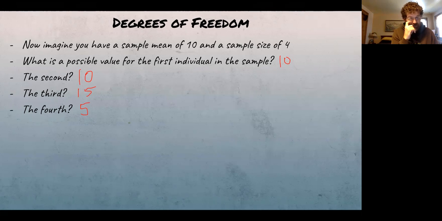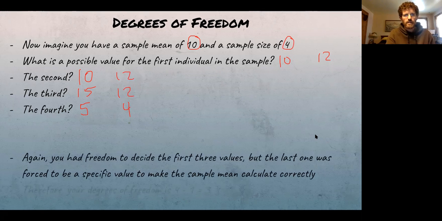Now for the first 3, you got to pick. For the last one, you did not. We already know we have a sample mean of 10 and a sample size of 4. So for 3 of them, we have some latitude to pick whatever numbers we want, but that last one had to be whatever the remainder was to get us up to 40. If I did 12, 12, 12 for the first 3, then the last one has to be 4. So in this sense, our degrees of freedom is 4 minus 1 equals 3.